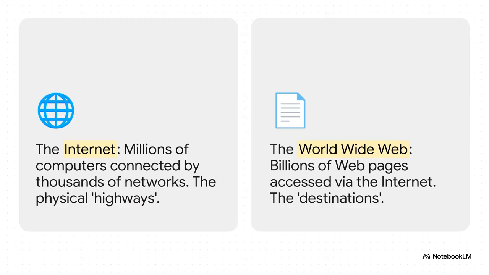All right, this is a big one. People use internet and World Wide Web interchangeably all the time, but they are not the same thing. The distinction is actually really important. The internet is the infrastructure. It's the physical highways made of fiber optic cables and routers that connect everything together. The World Wide Web, on the other hand, is just one of the things that uses those highways. Think of the web as all the destinations, the billions of pages you can visit. The internet is the road. The web is the place you're going.